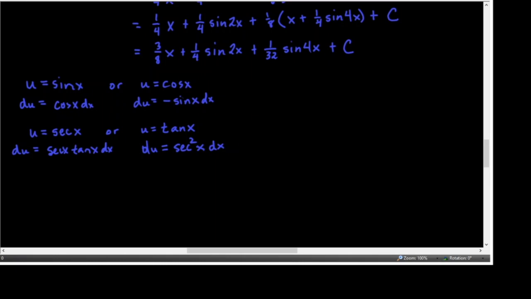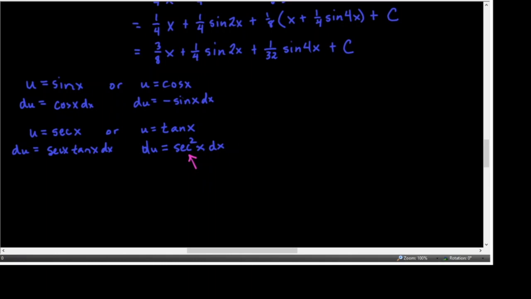So let's look at the guidelines first. Let's do that up front this time. If the power of secant is even and positive, like secant to the fourth of x, what we're going to do is reserve two of those secants. So basically we're doing this one now, right here. We're going to reserve two of those secants to be part of the du.